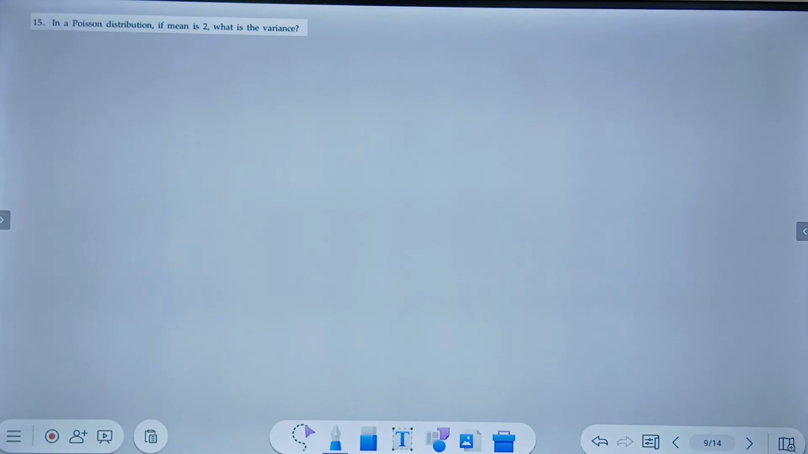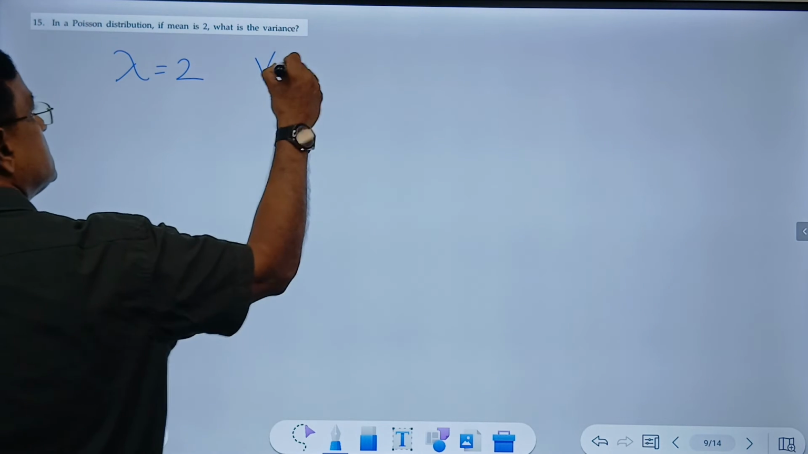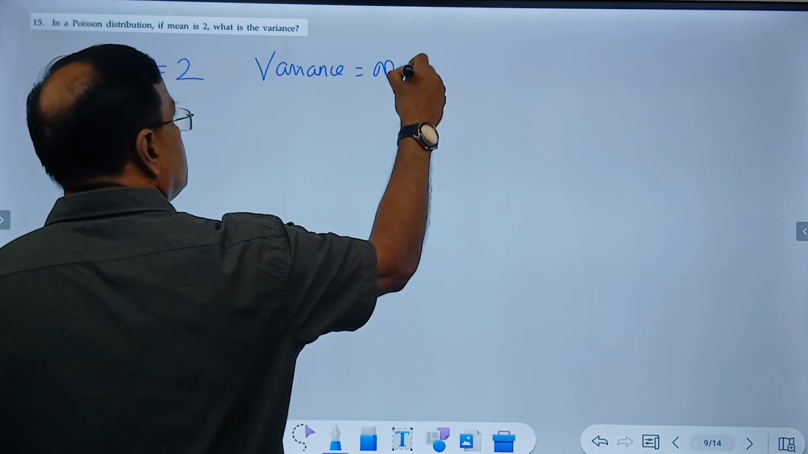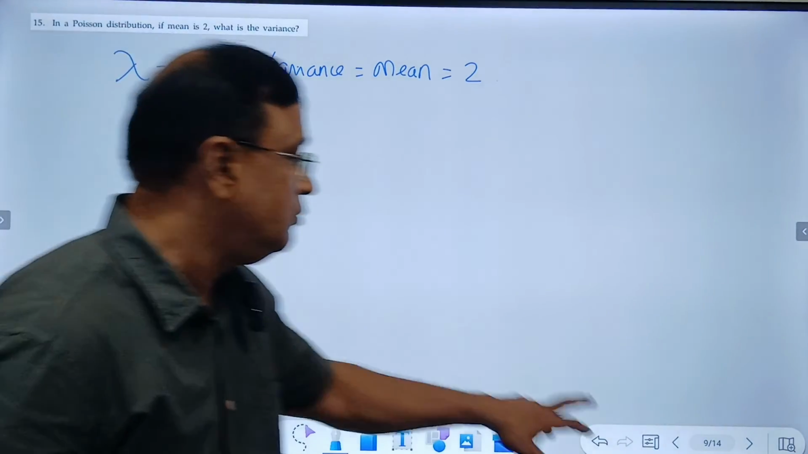This is a very, very simple question. It's given mean is 2. What is variance? You know variance is the same as mean in a Poisson distribution. So the variance is also 2. No, there's nothing to do in that.